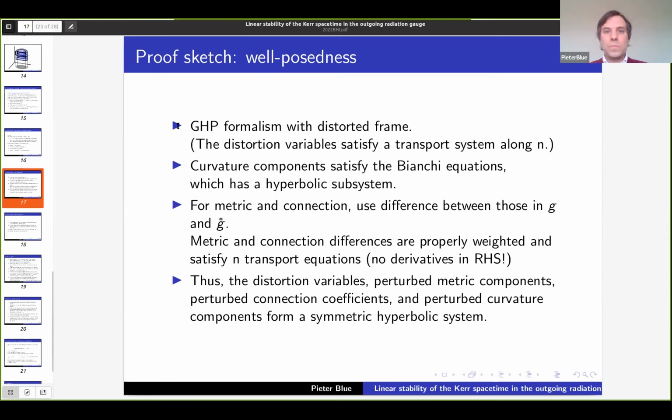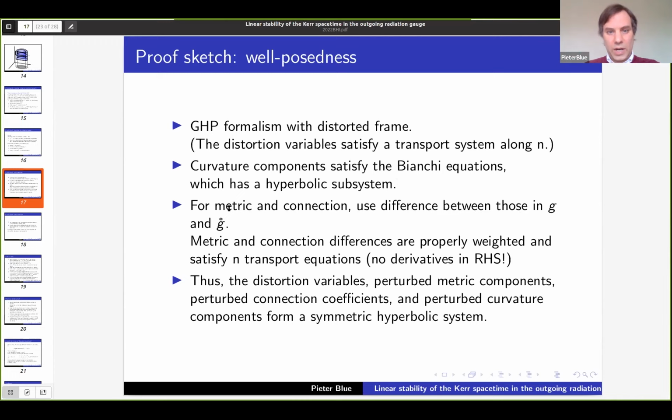All right, so we use the GHP formalism, where we need to specify a frame, so we can't use the background frame. We're using the frame of the metric g, not g ring. Whatever you use, the curvature components satisfy the Bianchi equations. This is 8 equations, which roughly speaking can be thought of as giving 5 hyperbolic equations, for the 5 complex components, and 3 elliptic equations. So we just throw away the elliptic equations, keep the 5 hyperbolic equations.